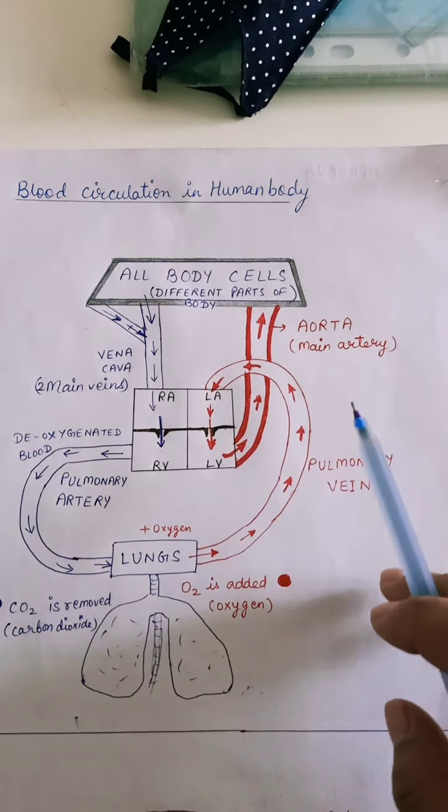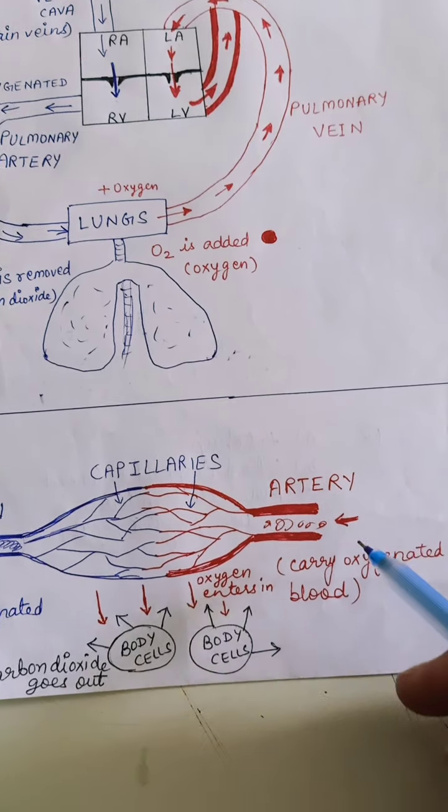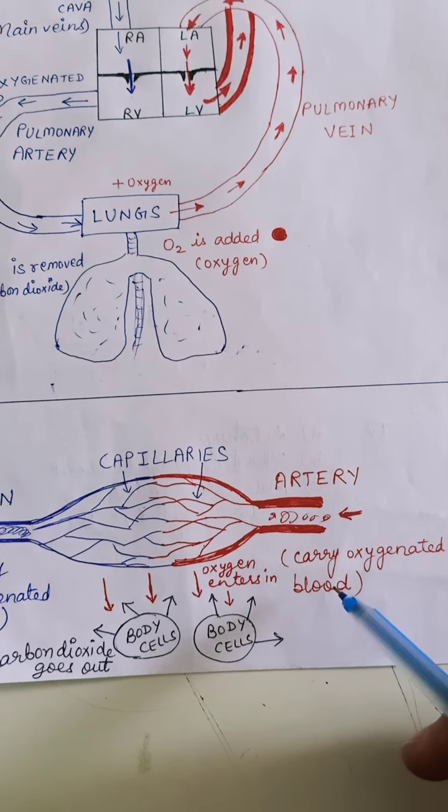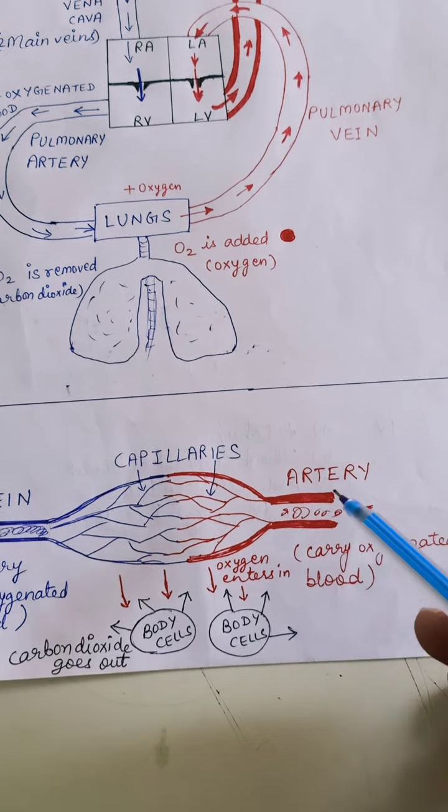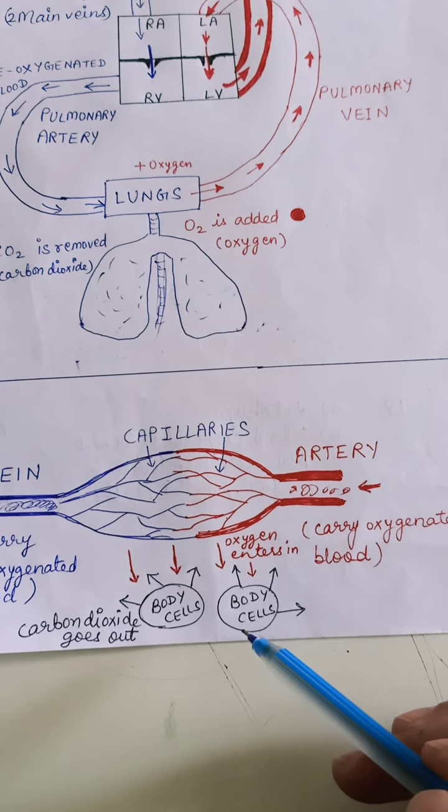See the diagram below. These are arteries. Again I have drawn it with thick lines, and vein with less thick lines. Okay, and in the middle they are capillaries. So what happens between the arteries, veins and body cells? Arteries carry all the oxygenated blood, okay, which contains oxygen, and then it supplies this to the body cells.